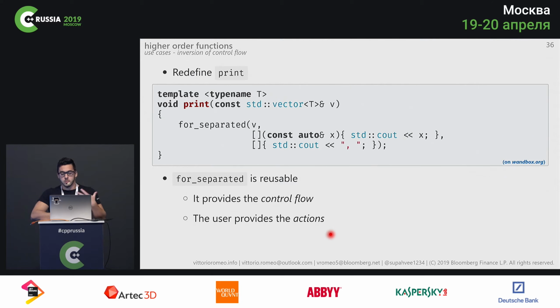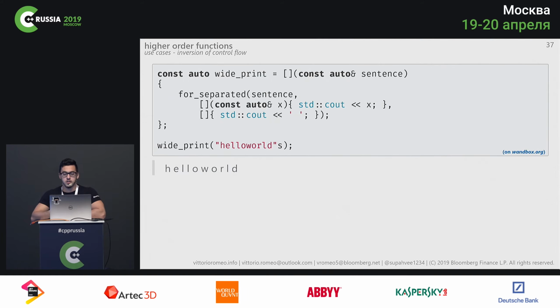And the idea is that the user provides the action and the algorithm provides the control flow. So that's what I mean by inversion of control flow. An example of where this is useful is if you want to change the way you print something. Maybe you're writing some sort of console application and you want some text to be more emphasized, then you might write something like white_print that prints out every element separated by a space.